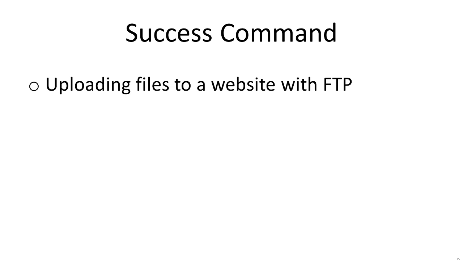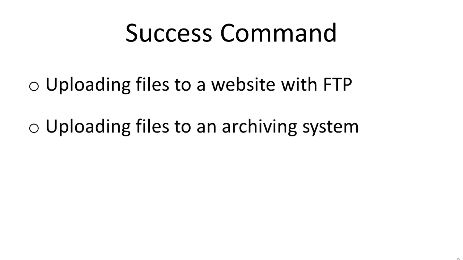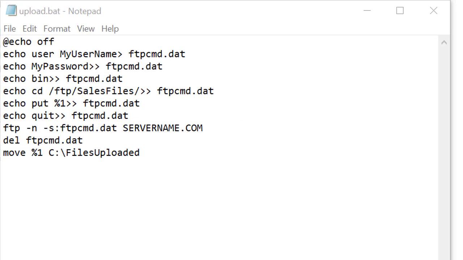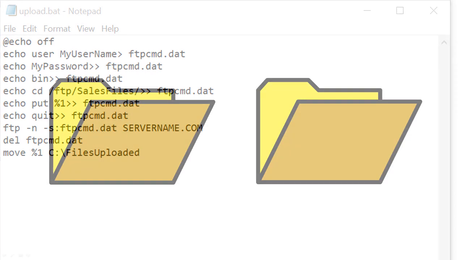Some examples of success commands include uploading files to a website using FTP, uploading files to an archiving system, or moving files to a database. Here is an example of an executable command which would upload successfully converted files to your website using FTP. In this case, once a file is uploaded, a copy is set to be moved to C drive Files Uploaded. You can use an executable command or batch files as commands within the watch folder service.